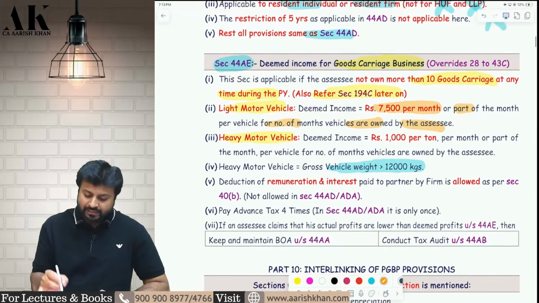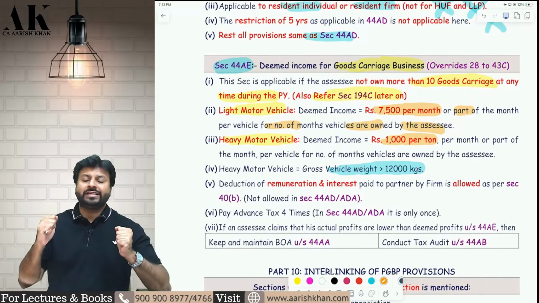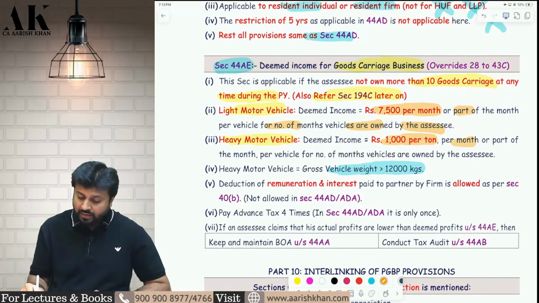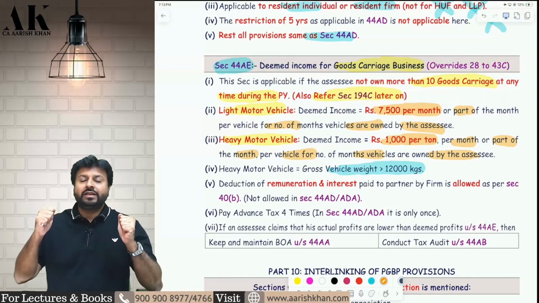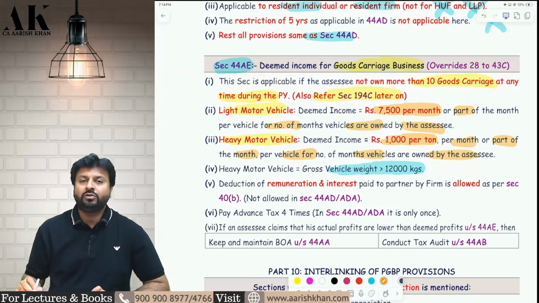And for a heavy vehicle it is 1,000 rupees per ton. So if the weight of the vehicle is 15,000 kg, then it is 15,000 rupees per month or part of the month for the number of months the vehicle is owned by the assessee. So if the weight of the vehicle is 17,000 kg, then 17,000 rupees will be the value per month or part of the month.